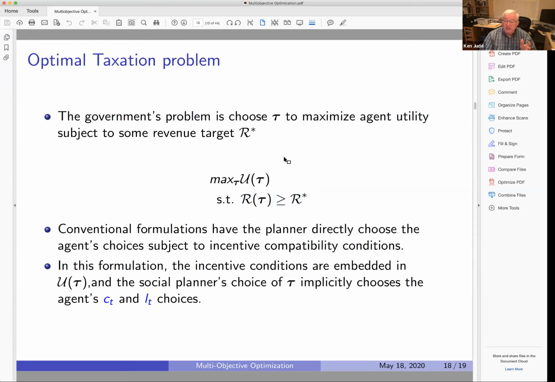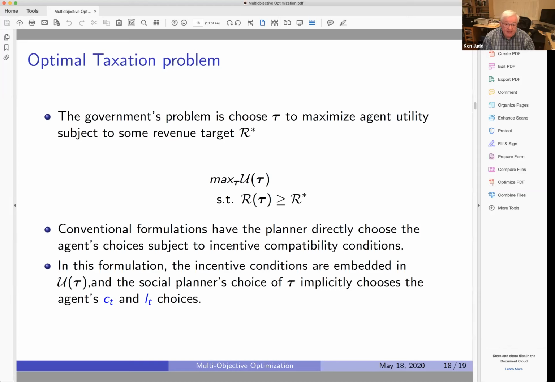Now, you might wonder, where are the incentive compatibility conditions? One of the first times I presented this, somebody said, well, where are the incentive compatibility conditions? Well, they're already buried in this U of tau function, because given a tau, every agent has made the optimal choice. And so the choice of consumption, labor, assets, et cetera, has to be incentive compatible. They've made the choice. So all of the incentive compatibility conditions are buried inside this function U of tau, in the computation of U of tau.